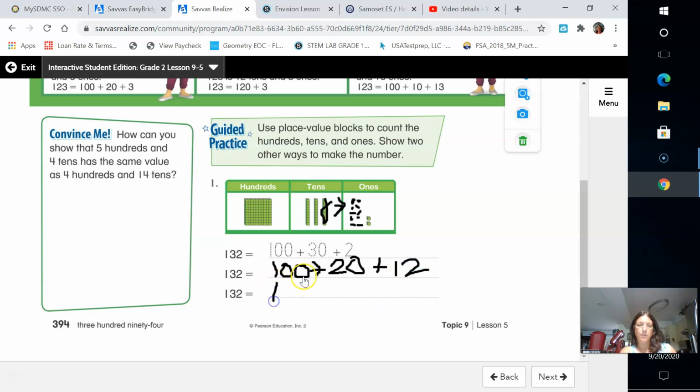This time, I'm still going to leave the 100 alone. I'm going to take both 10 blocks out of here, just leave one. So 110 is 10. I'm going to move 10 more over here. 1, 2, 3, 4, 5, 6, 7, 8, 9, 10. 10, 20, 21, 22. All right. That's three ways to show 132.